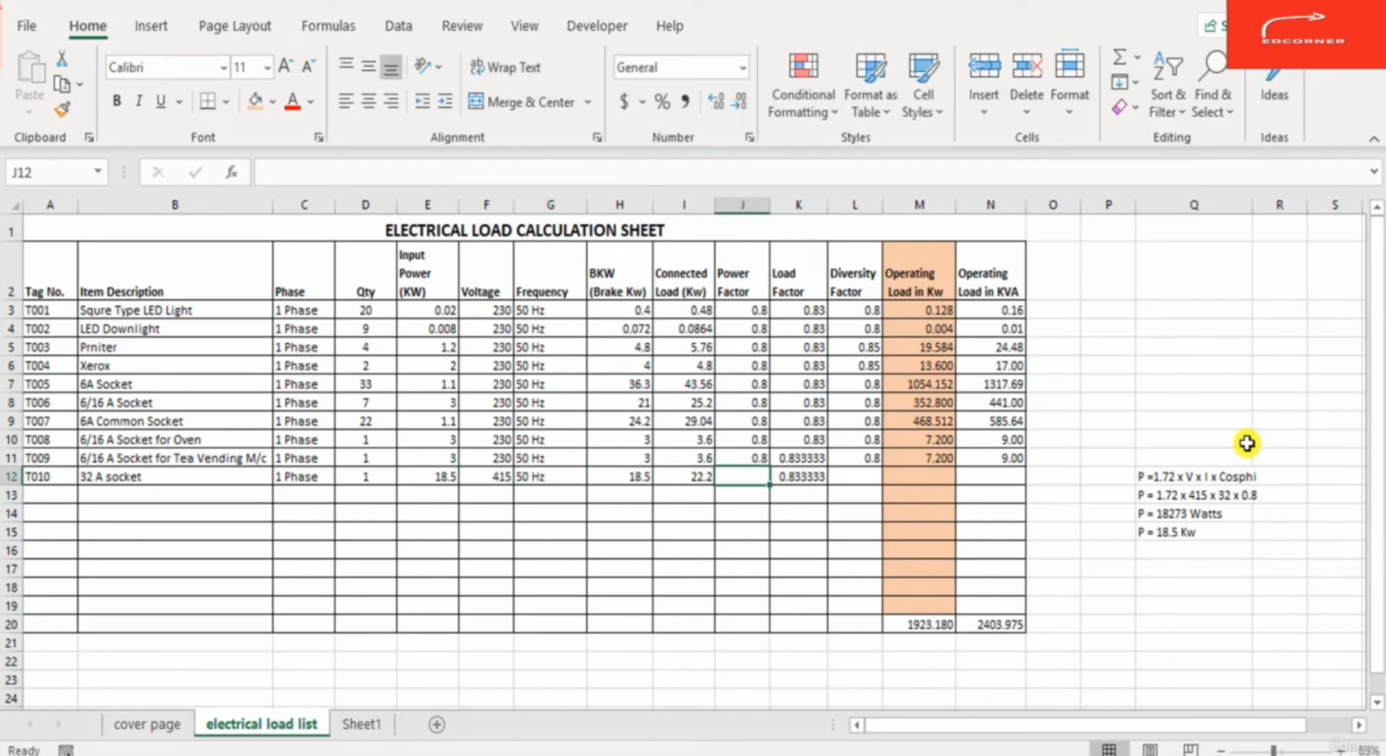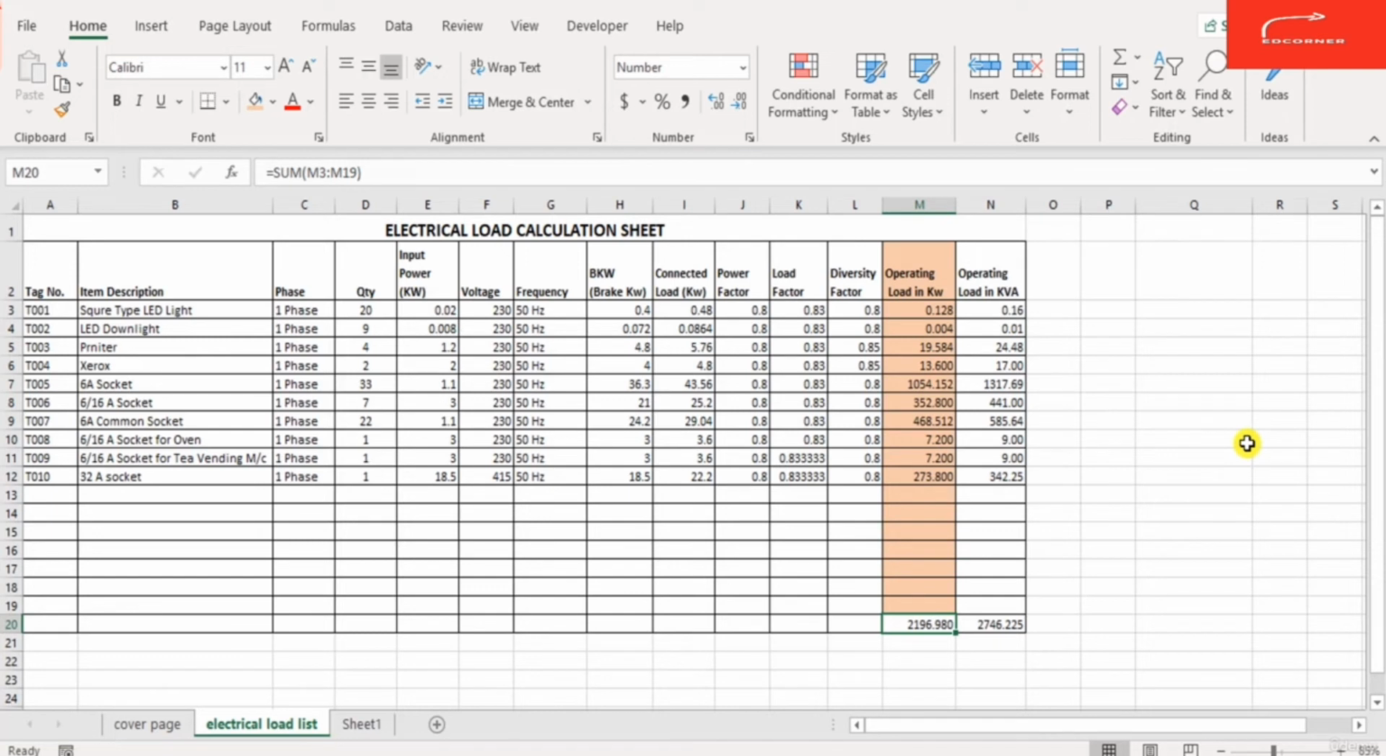The same 50 hertz is there. The power factor will be 0.8. Diversity factor will be 0.8. So the answer comes, that is 273 kilowatts required for that, and the operating load is 342.25 kilovolt ampere required. So by calculating these formulas, we have calculated the entire kilowatt operating load required.